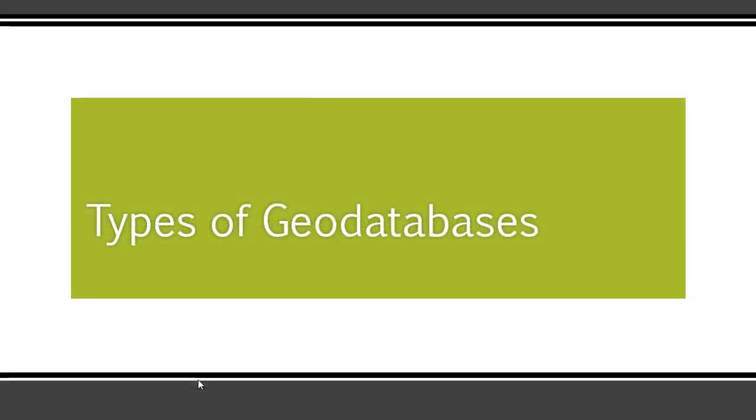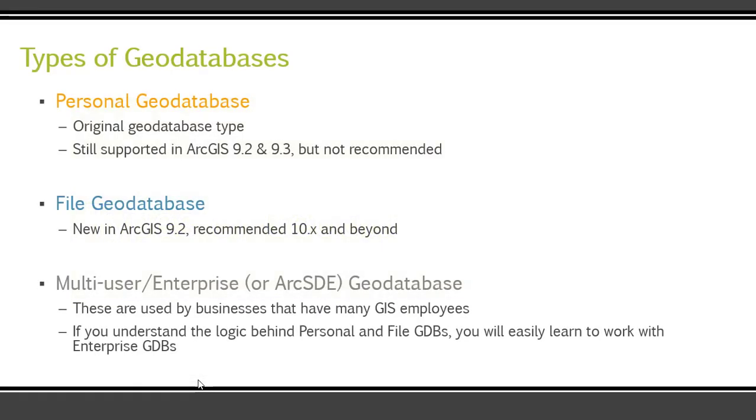So what we're going to start off with here is going over the different types of geodatabases. There are three primary types of geodatabases: a personal geodatabase, a file geodatabase, and then what's called a multi-user or enterprise or ArcSDE geodatabase. So we're going to introduce all three of them here, and then we'll talk about each of them in detail in the slides to come.